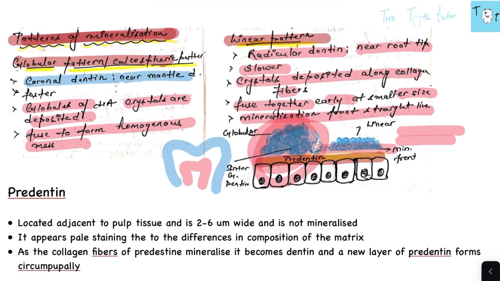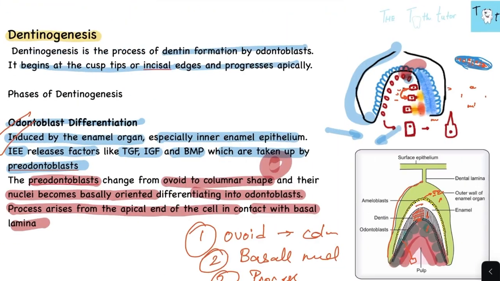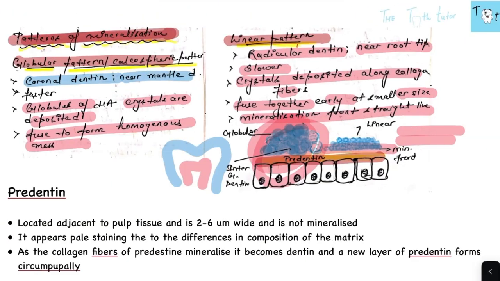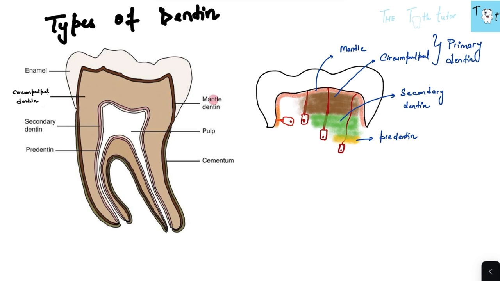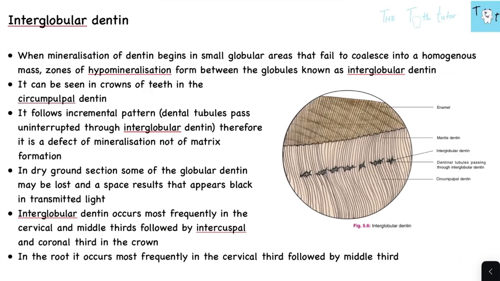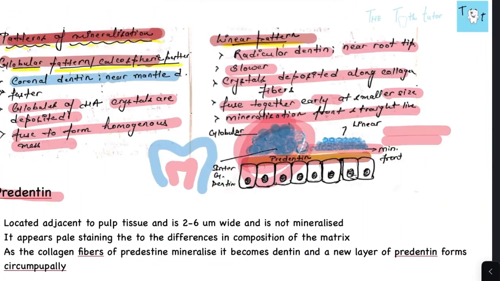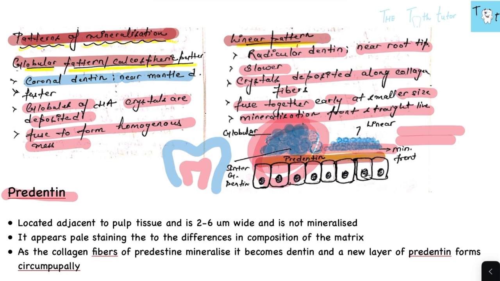Now talking about the predentin. We have talked about the nerve supply and the dentinogenesis. Now we'll move on to some of the structures that we didn't discuss in the first lecture. The structures include predentin and some other types of dentin. Over here you can see we have mantle dentin, circumpulpal dentin, secondary dentin, and predentin. So these are all the types of dentin. We'll discuss all of this, and it's easier to understand after you have studied dentinogenesis. And then we have another type, interglobular dentin. First I'll talk about predentin and then we'll move on to the more complicated ones.